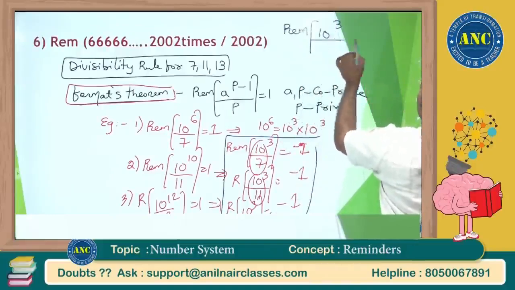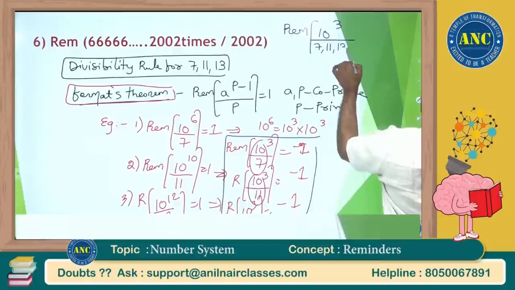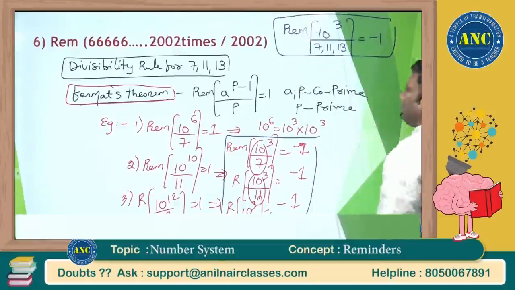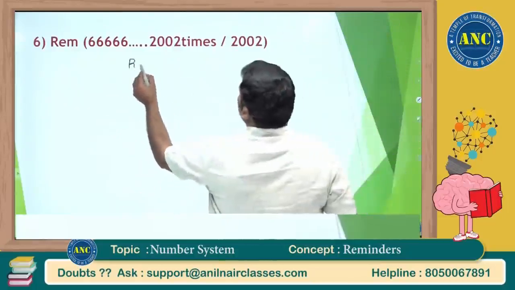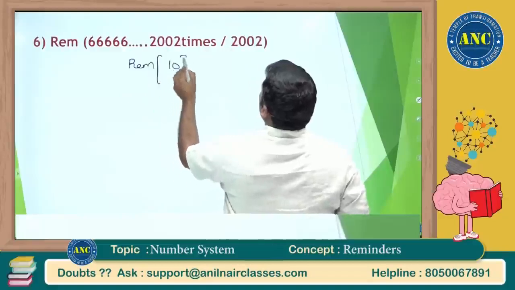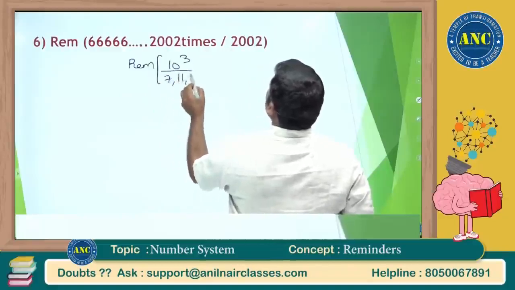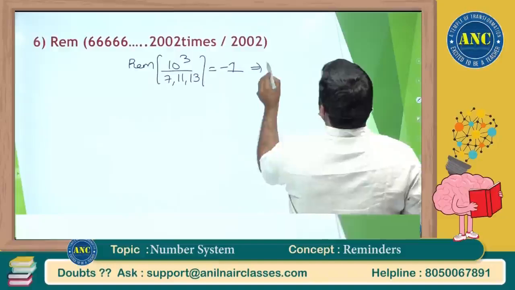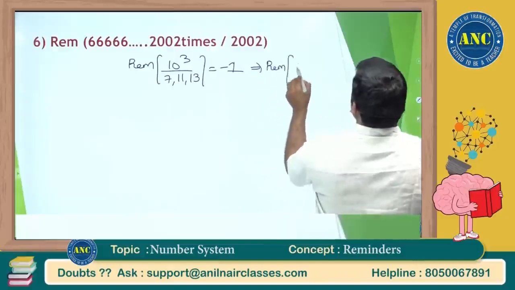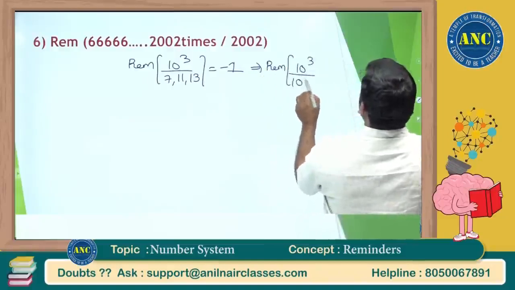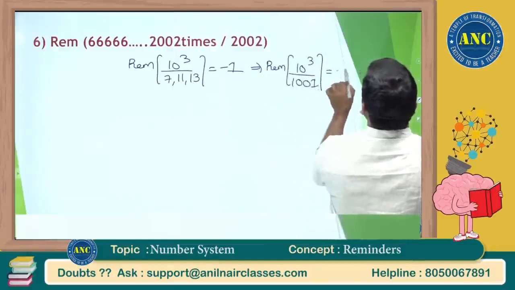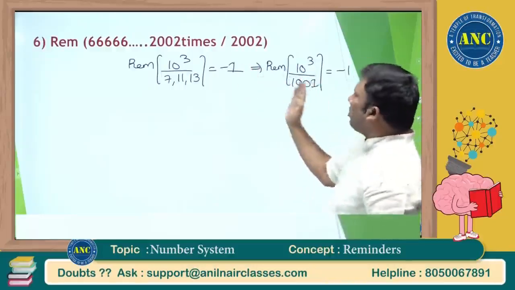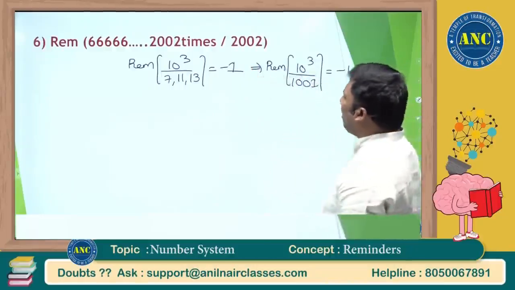So 10 cube divided by 7, 11, 13, the answer is nothing but minus 1. The concept is 10 power 3 divided by 7 gives minus 1, by 11 gives minus 1, by 13 gives minus 1, not plus 1. 7 into 11 into 13 is 1001. 10 cube divided by 1001 is minus 1. Directly you can write 1000 by 1001 is minus 1. But I want to explain the factors of 1001 logic also.